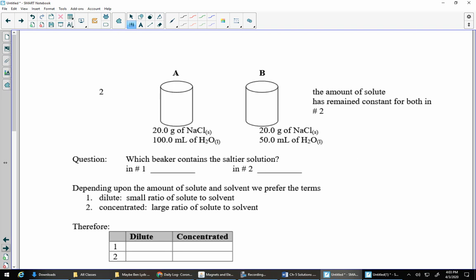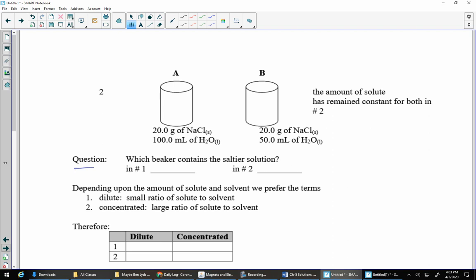So example number 2, and the question for this is: which beaker contains the saltier solution? I'll put the video on pause if you want. Try this out. Go ahead, put it on pause. If you said that beaker B has the saltier solution, yeah, you're good to go. So which beaker contains the saltier solution?